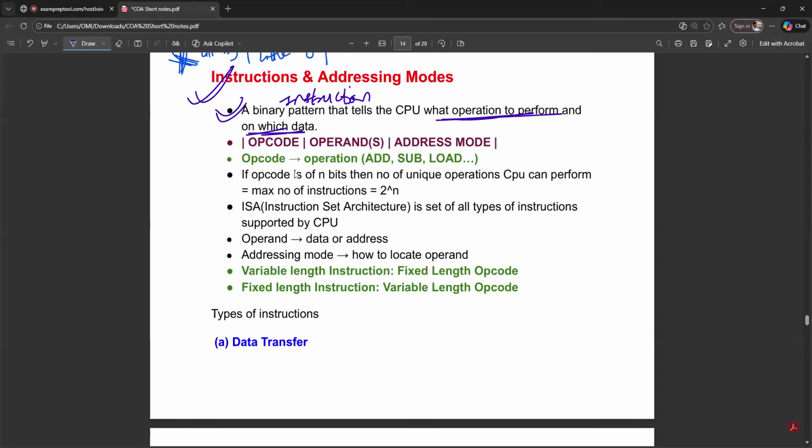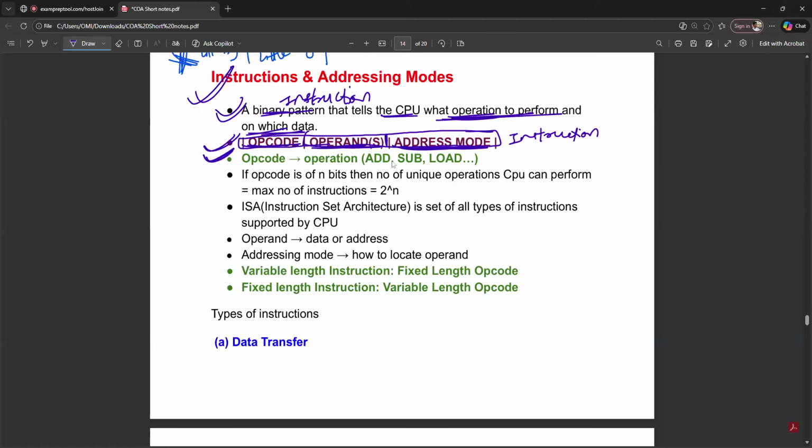A binary pattern that tells the CPU what operation to perform and on which data. A pattern which tells the CPU what operation to perform is called an instruction. So this is the instruction. Here the opcode is there, then operand is there, then addressing mode, right? So this is one instruction, this is the instruction in bits.